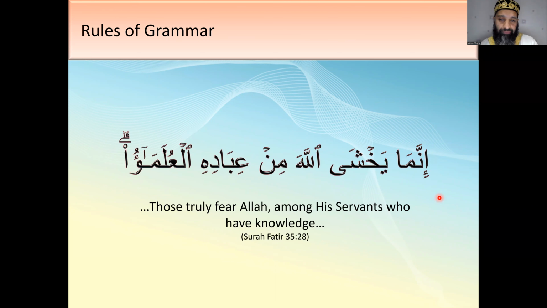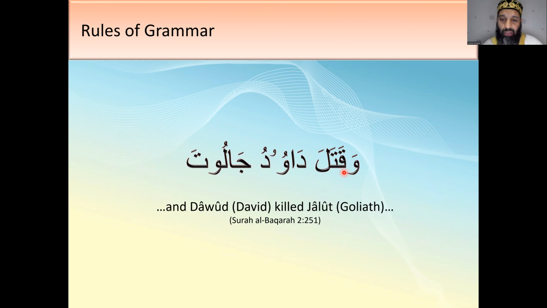So I mentioned that this one here, وَقَتَلَ دَاوُودُ جَالُوتَ, means Dawood killed Jalut. If you were to take this dhamma and put it on Jalut and put the fatha onto Dawood, so if you were to say وَقَتَلَ دَاوُودَ جَالُوتُ, that would now mean that Jalut killed Dawood, right? So just a little vowel swap can change the meaning completely, right?